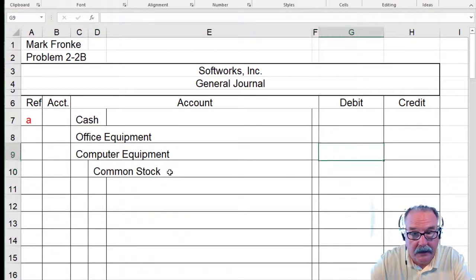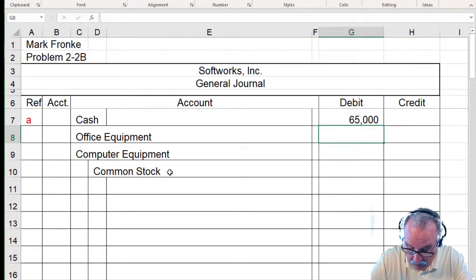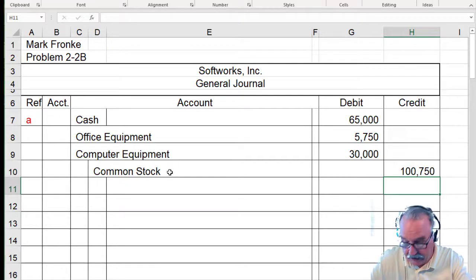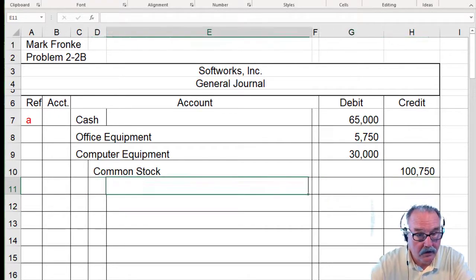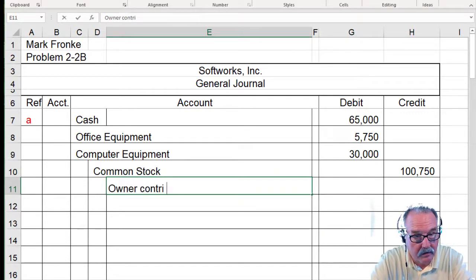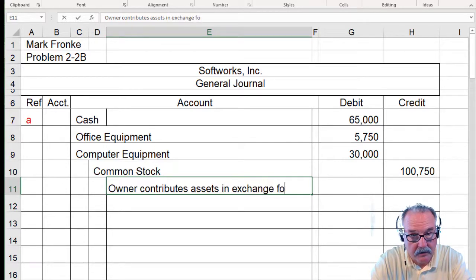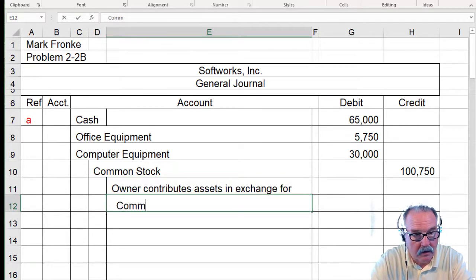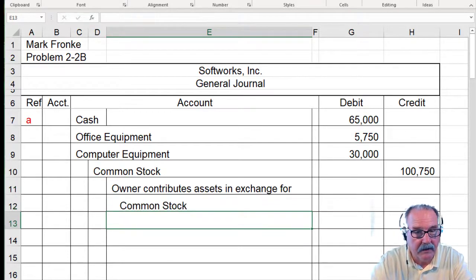And then we're going to credit common stock. Okay, and cash is $65,000. Office equipment, $5,750. $30,000 is computer equipment, and the total is $100,750. And this is a description. Owner contributes assets in exchange for common stock, or something like that.